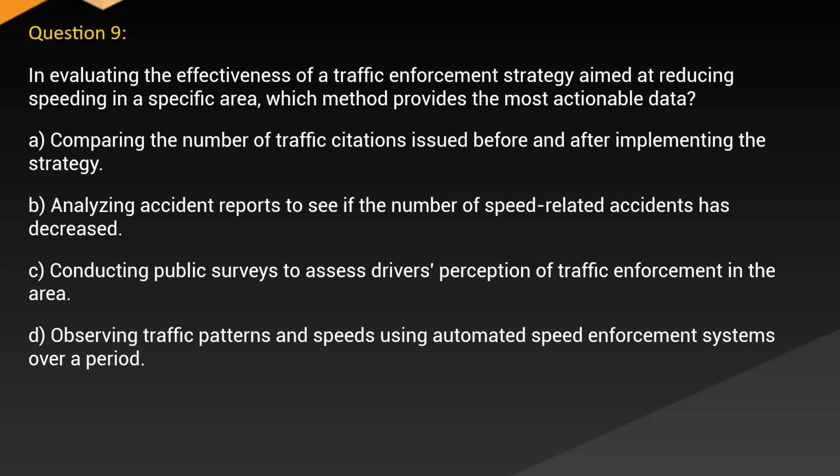Question 9. In evaluating the effectiveness of a traffic enforcement strategy aimed at reducing speeding in a specific area, which method provides the most actionable data? A. Comparing the number of traffic citations issued before and after implementing the strategy. B. Analyzing accident reports to see if the number of speed-related accidents has decreased. C. Conducting public surveys to assess drivers' perception of traffic enforcement in the area. D. Observing traffic patterns and speeds using automated speed enforcement systems over a period.